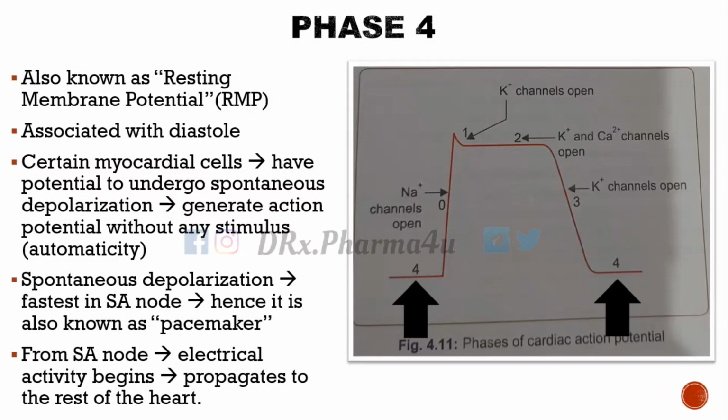Sinoatrial node is the trigger point for generating action potential, and once it is generated, it is propagated through all parts of the heart by the atrioventricular node. So when we study antiarrhythmic drugs and different problems of arrhythmia, we will be focusing mainly on the sinoatrial node and atrioventricular node. These are the main points of focus. There are other points of focus, but these will be the main ones.